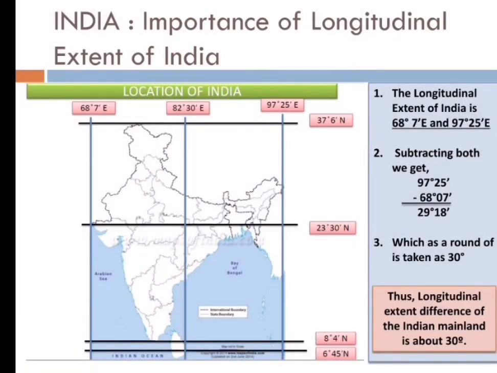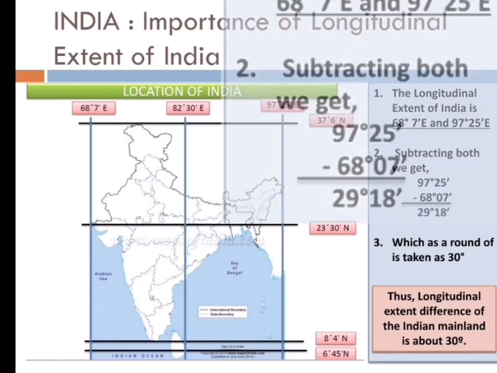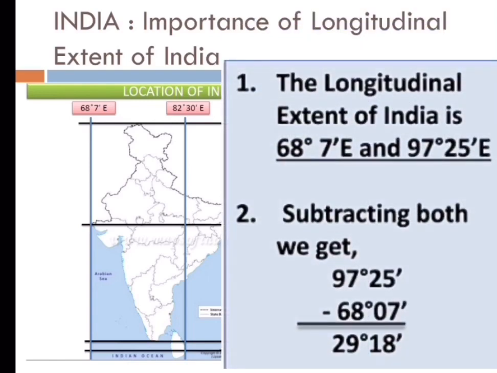The longitudes play the most important role in identifying the time of a respective region or a country. So today we will find out what exactly the time in India is. When I look at the longitudinal extent of India, as we have already studied in the previous classes, it extends from 68 degrees 7 minutes east to 97 degrees 25 minutes east. Now we are going to do some calculations here. If I subtract both the longitudes, 97 degrees 25 minutes east minus 68 degrees 7 minutes east, what do I get? The difference is 29 degrees 18 minutes.